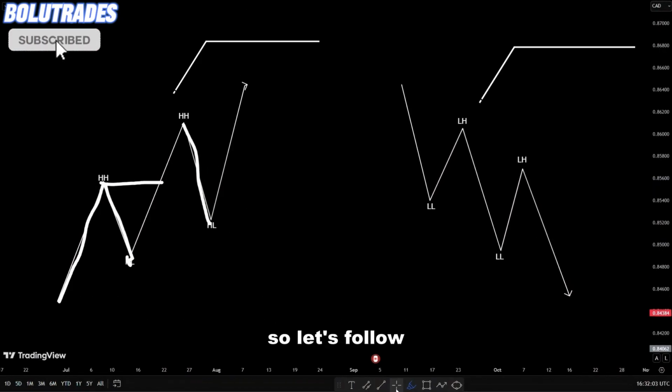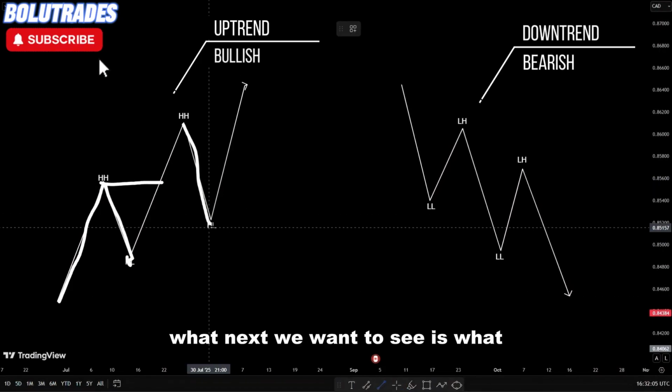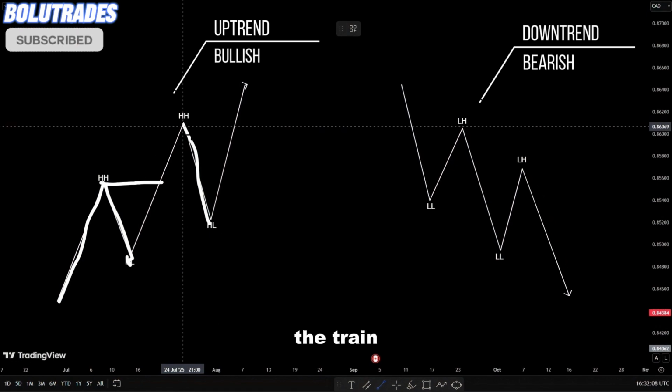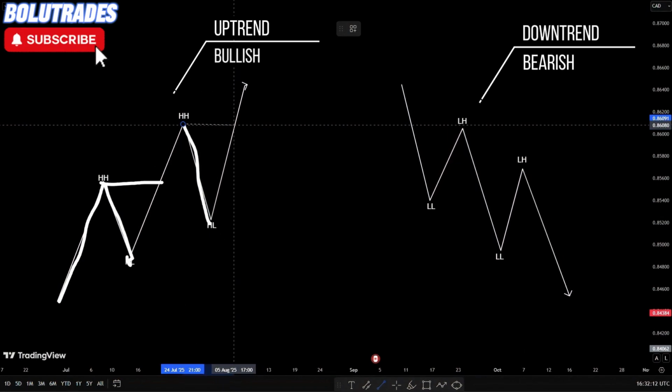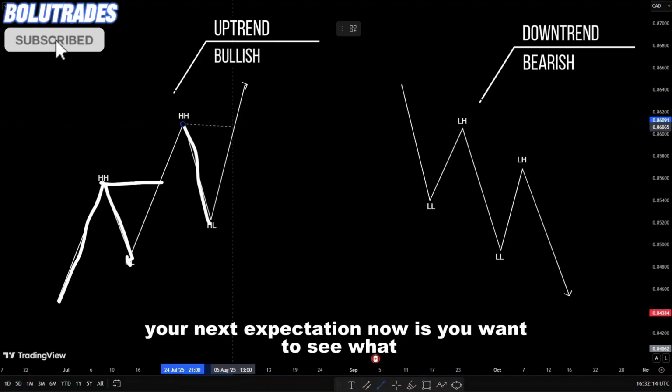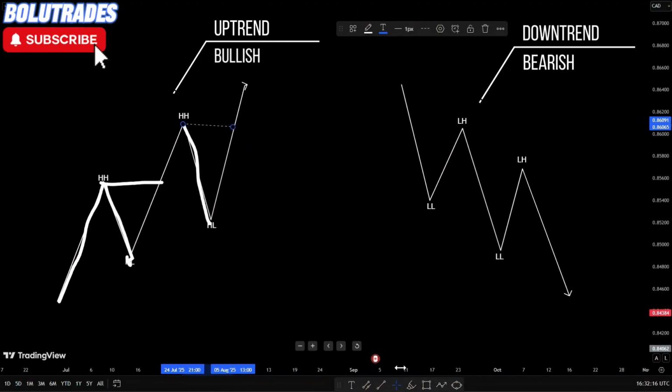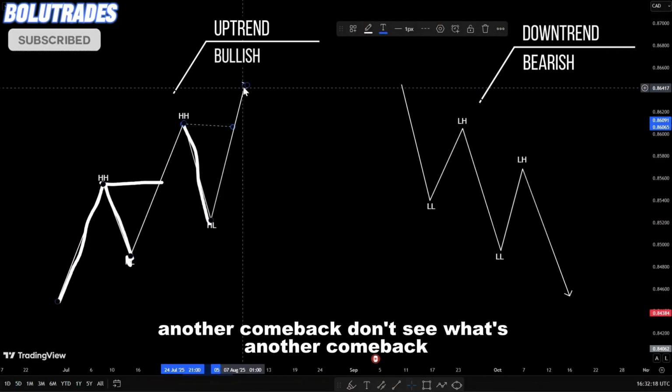So let's move on with this. Then what next we want to see is a break of structure, that is, a break of this previous high right here. Then after that, your next expectation is to see another pullback.